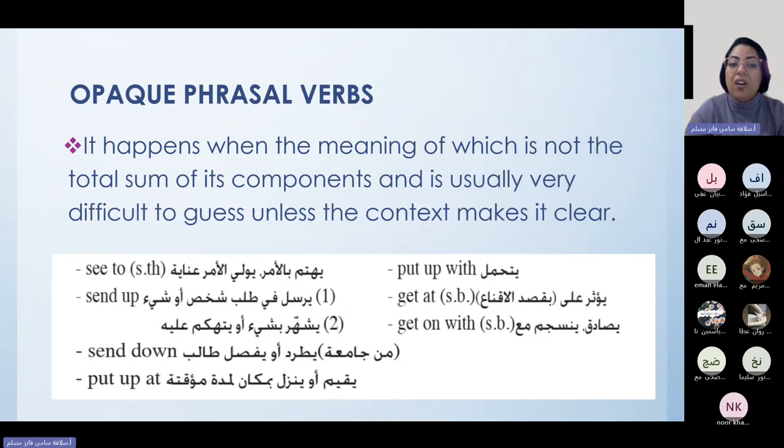The last one, we said these are difficult to understand unless they are put in a sentence. Yasmeen, give me 2 examples. See to something: يهتم بالأمر أو يولي الأمر عناية. And send up, exactly: يرسل في طلب شخص أو شيء. When I first read send up I thought of something else, but it's not that, it's call for someone or bring something to me. Okay. So these are phrasal verbs that cannot be understood unless they are put in a sentence.